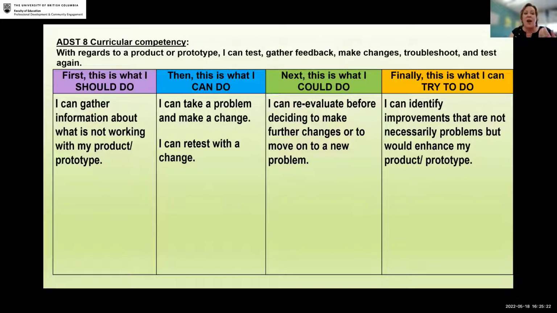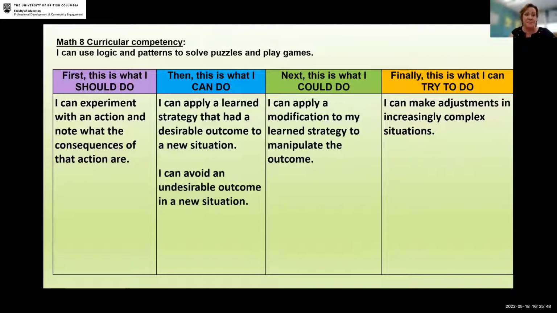Here's one for ADST 8. This is a fantastic one, because how beautiful is this? ADST has so many different courses that belong to this. If all the ADST teachers came up with the same criteria and used that, so that they know that this is the goal and this is what they need to do to actually test and gather feedback and make changes, depending on what the ADST course is.